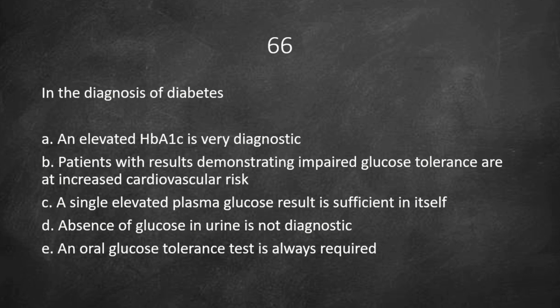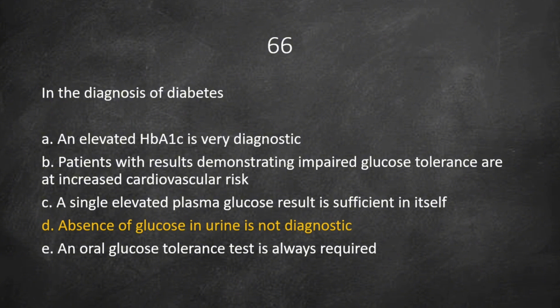Question 66. It says that in diagnosis of diabetes, A, an elevated HbA1c is very diagnostic. B, patients with results demonstrating impaired glucose tolerance are at increased cardiovascular risk. Then C, a single elevated plasma glucose result is sufficient in itself. Then D, absence of glucose in urine is not diagnostic. E, an oral glucose tolerance test is always required. So the answer we're choosing here is D, absence of glucose in urine is not diagnostic. So here's why. Let's go through our options.